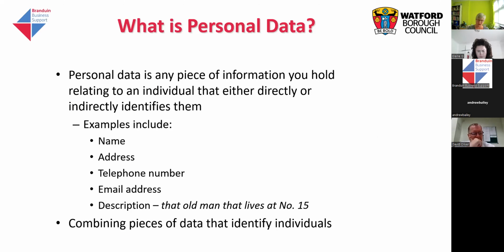I'm going to take a couple of steps back and just translate some of the technical jargon that we have within GDPR. And the first one is, what is personal data? In short, it's any piece of information you hold that relates to a living individual. Typical examples: name, address, email, but equally, you need to think about description. So if you're referring to that old man that lives at number 15, if there's only one old man that lives at number 15, that can identify him, so you have to be careful.